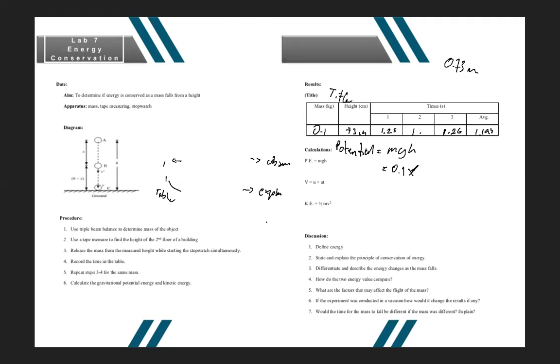Times what is the acceleration due to gravity? 9.8, sir. Yes, 9.8, but let us round that up to 10. We usually use 10 unless a question states specifically to use 9.8. And what is our height in meters? 0.73. Now, what do we get here?